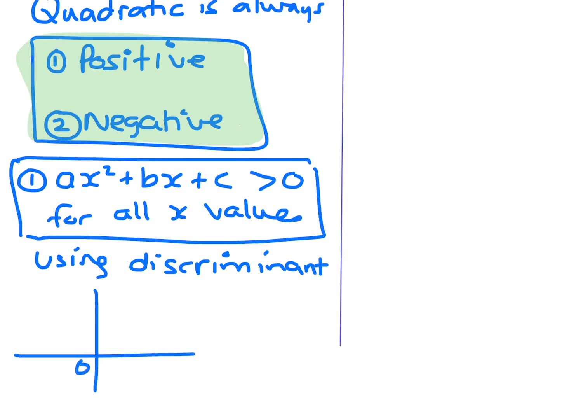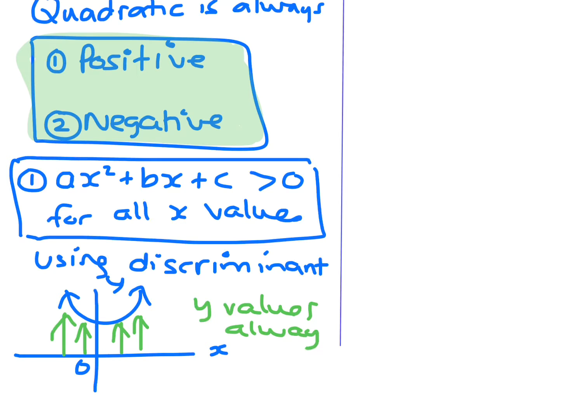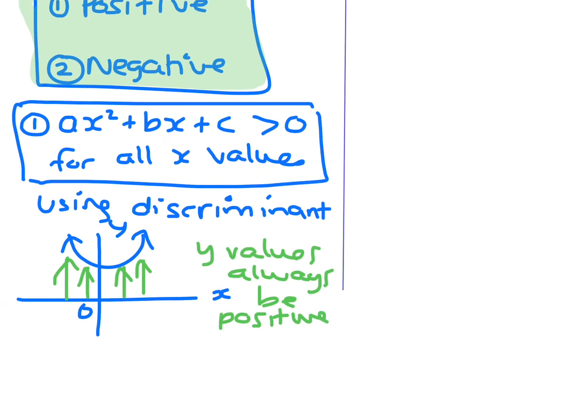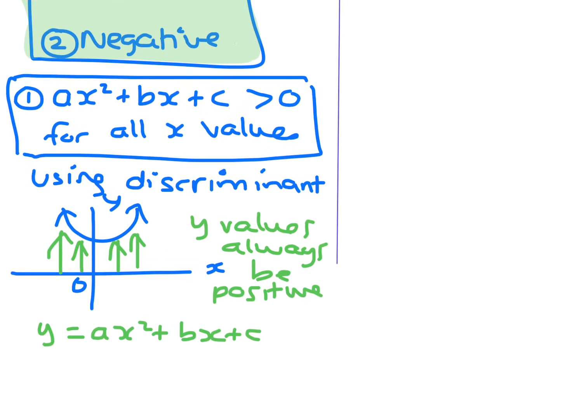So if you sketch your quadratic and it was somewhere above the x-axis, then no matter what values of x you put in there, the y values will always be positive. Because the y value equals ax squared plus bx plus c, so once you put the x in, you get the y value. So this whole expression, when you put the x in, will always be positive.